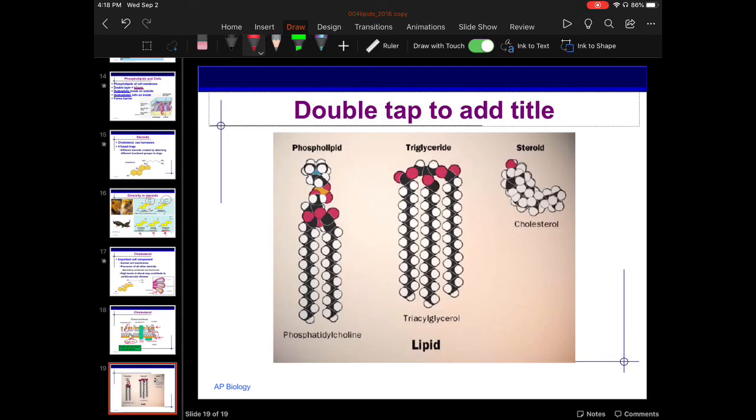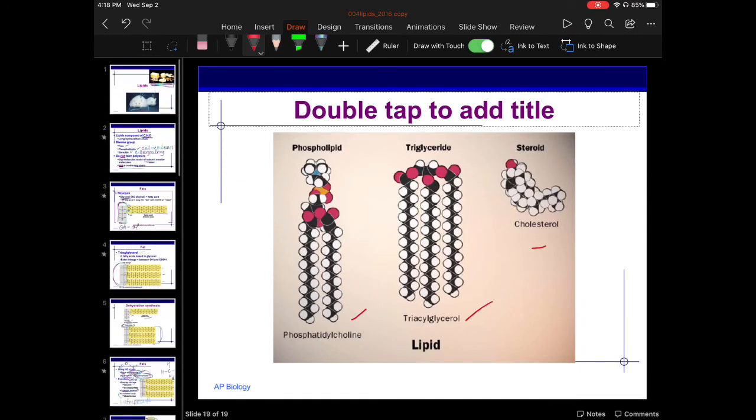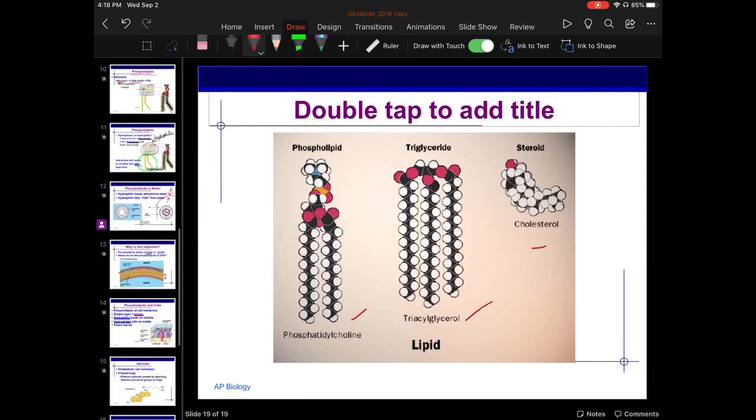And then finally, we have just a couple examples of the very different structures. So again, you can have one tail, you can have three tails, you can have two tails, you can have different additions to the heads, you can have lots of different variations. So there's a very big variety in lipids, and again, that translates to a big variety of functions. Okay, so that's it for lipids.